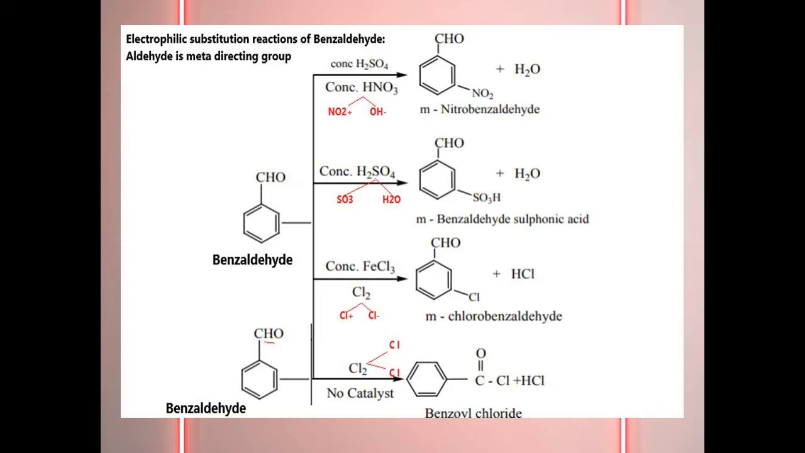Then the next one, benzaldehyde is added with chlorine where no catalyst is there. In the previous reaction there was a catalyst, ferric chloride, but in this reaction there is no catalyst. Usually we split the chlorine, and one chlorine is attracted by the aldehyde hydrogen. That place is now filled by Cl. So the product name is benzoyl chloride.